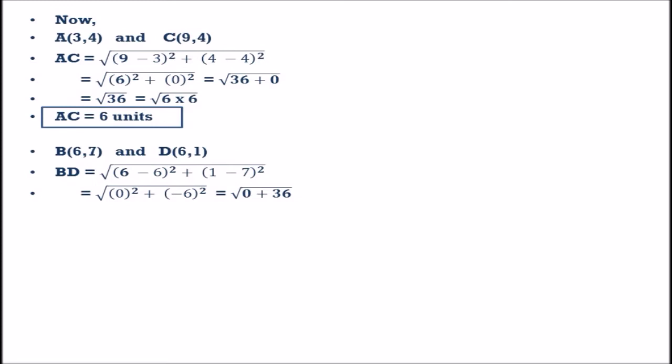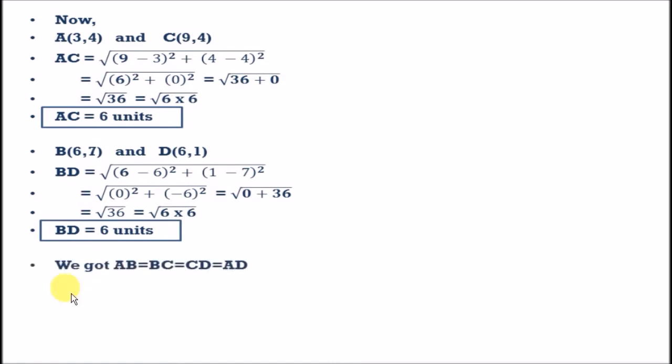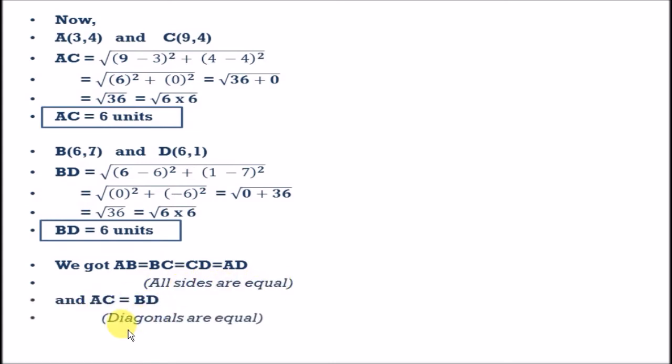So minus 6, that is minus 6 square. 0 square will be 0, minus 6 square, minus into minus plus, 6 6s will give us 36. So now root over 36 again can be expressed as 6 into 6. So BD is also 6 units. So we got AB equals to BC equals to CD equals to AD, all sides equal, and AC equals to BD, that is the diagonals are also equal.